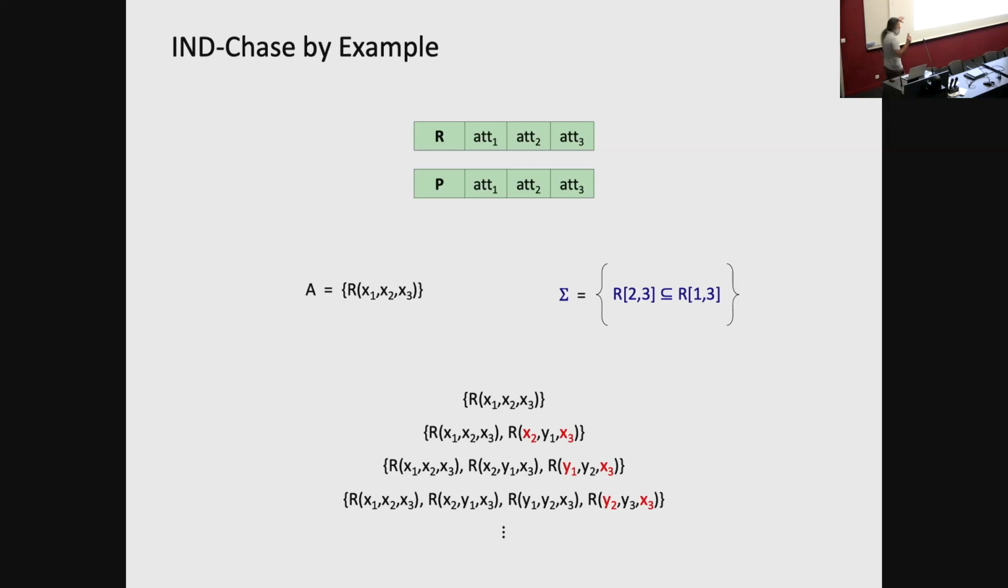So the message that I'm trying to convey here is that the chase for inclusion dependencies has to introduce new values and add new atoms. And there are very simple settings like this one here, just one atom in the set A and just one inclusion dependency that forces the chase to build an infinite set. Okay, let's keep this in mind, please.